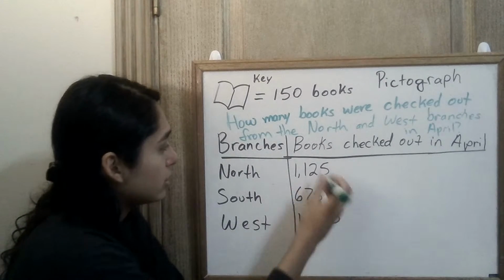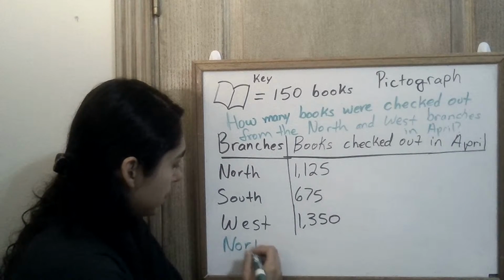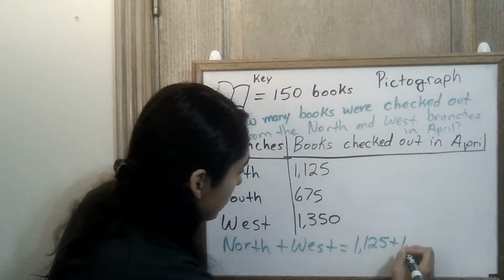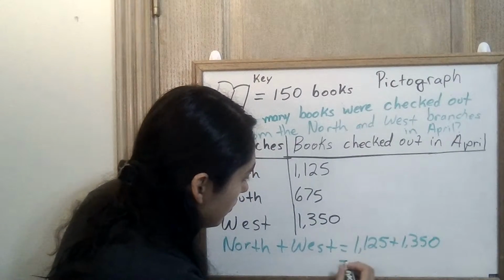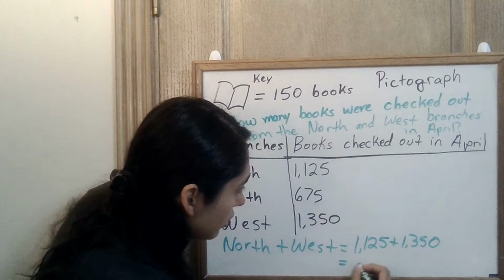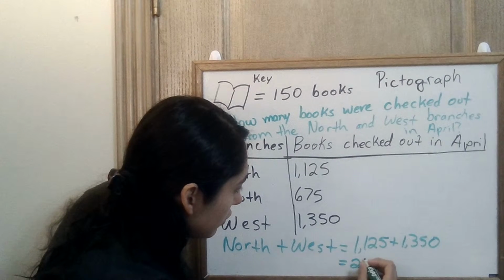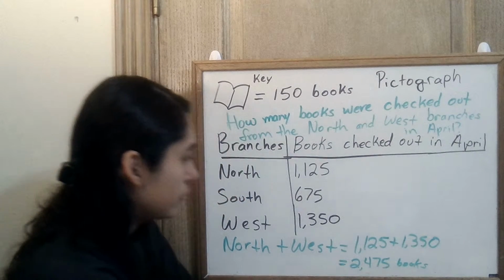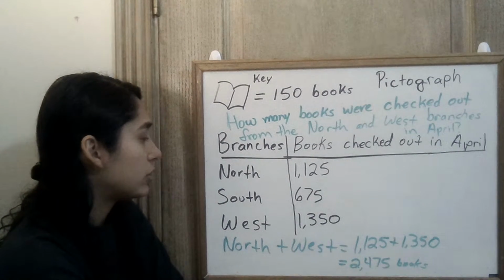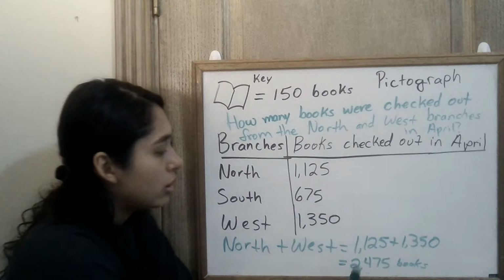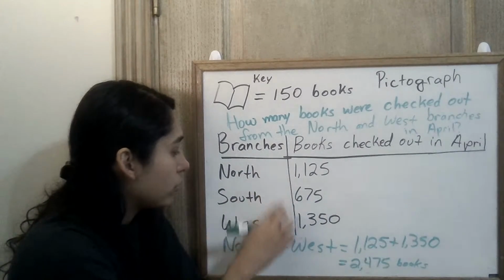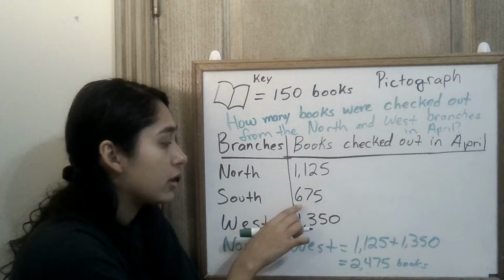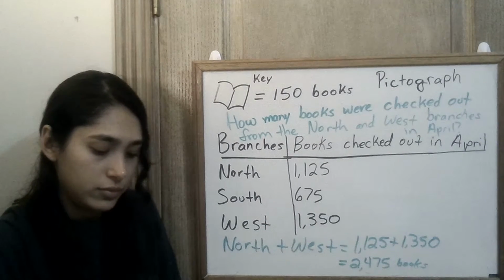So we're talking about north and west. If we go ahead and simplify that, we get... So if we're going to decide on closing down one branch, we'd rather keep these two branches open, the north and the west, because 2,475 books checked out is a lot more significant than 675 books. Any questions?